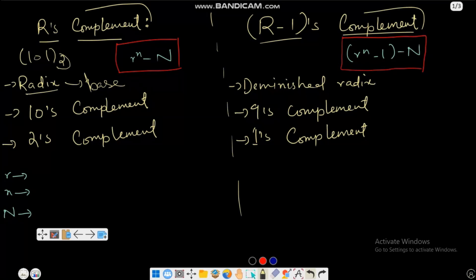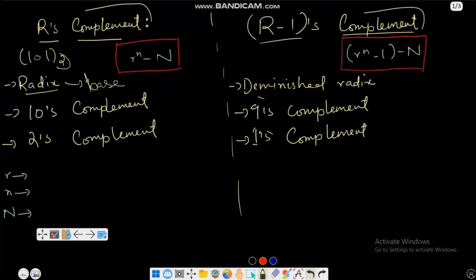As I discussed, we are going to have two types of complements. One is going to be R's complement and one is going to be R minus 1's complement. Now if you are a little bit familiar with complements, you might have heard of complements like 10's complement, 2's complement, 9's complement, 1's complement. So these have been grouped into R's and R minus 1's complements. The 10's complement and 2's complement come in the category of R's complement, and 9's complement and 1's complement come in the category of R minus 1's complement. So now how do we find out the complement of a number, and when do we use 10's complement and when do we use 2's complement?